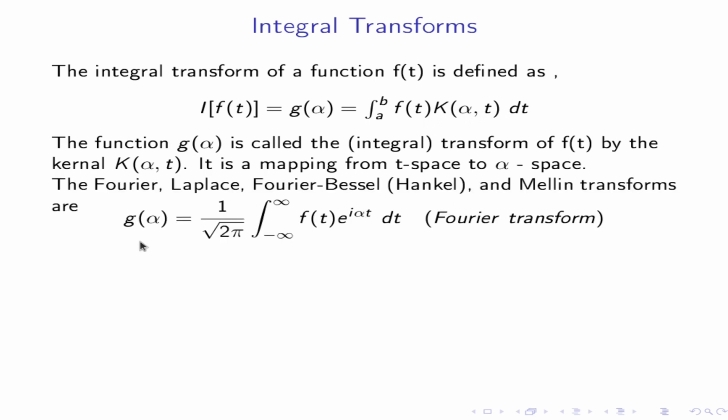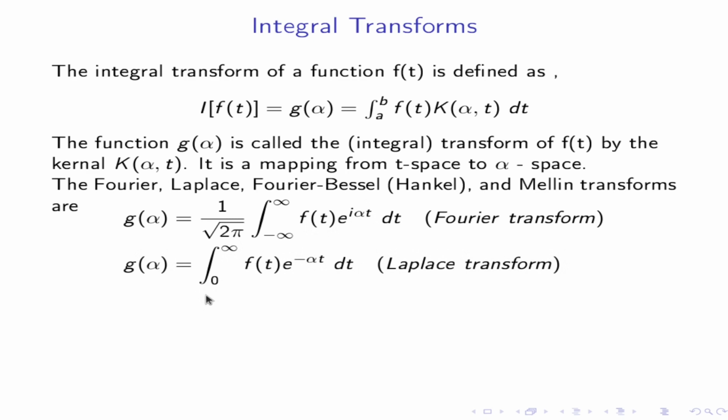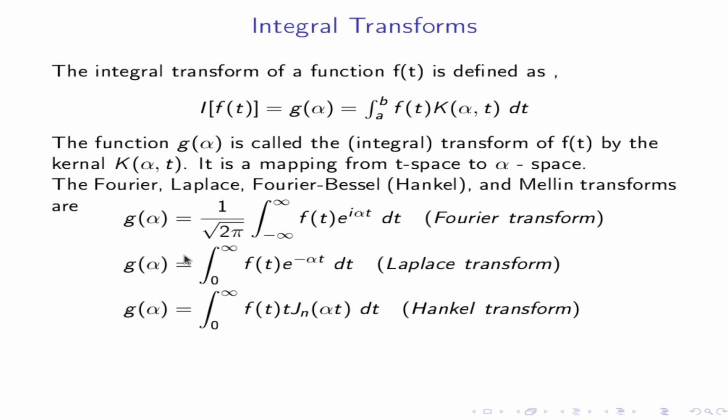And g of alpha is equal to 1 over root 2 pi integral from minus infinity to infinity of f of t e raised to i alpha t dt, which is the Fourier transform of f of t with the kernel e raised to i alpha t. And g of alpha is equal to the integral from 0 to infinity of f of t e raised to minus alpha t dt, which is the Laplace transform. And g of alpha is equal to the integral from 0 to infinity of f of t J_n of alpha t dt, which is the Hankel transform. And g of alpha is equal to the integral from 0 to infinity of f of t t raised to alpha minus 1 dt, which is the Mellin transformation.